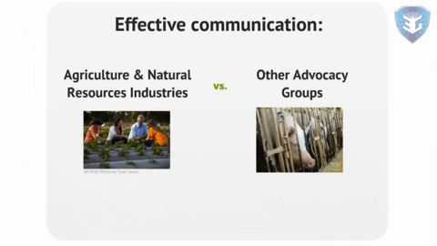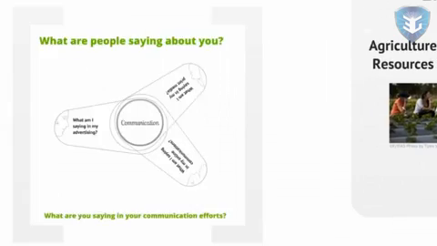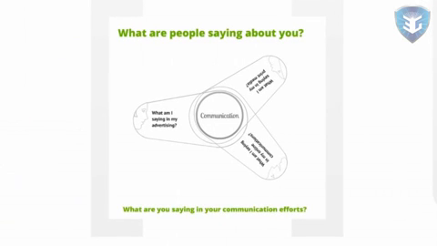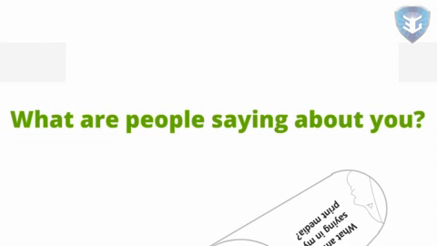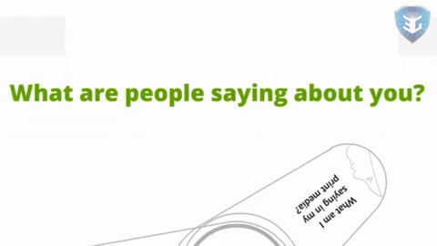Traditionally, the agricultural and natural resources industries struggle with effectively communicating their message. However, other advocacy groups often do a better job of grabbing the attention of the audience and having their message heard. One step toward improving communication efforts and reaching a desired social impact among agricultural and natural resources organizations is to conduct communication assessments. You want to find out, what are people saying about you?